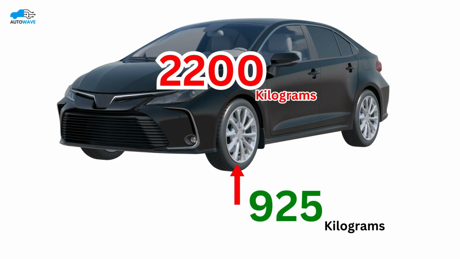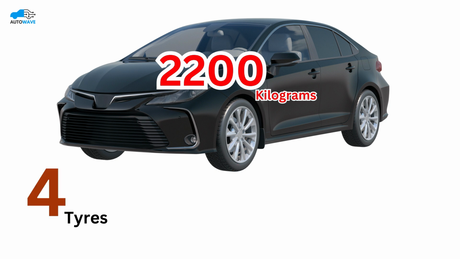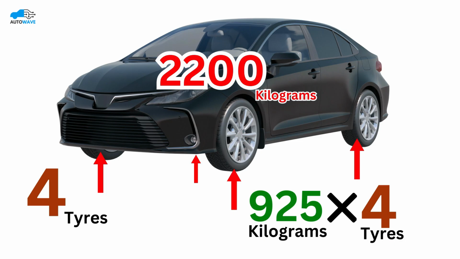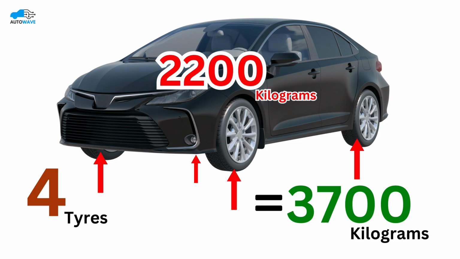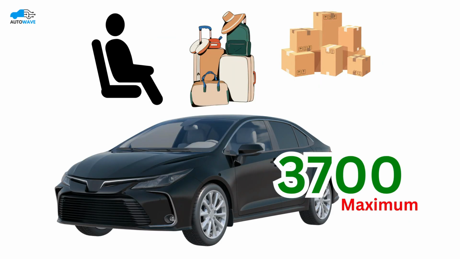This means that a tire can carry up to 925 kilograms of weight out of 2,200 kilograms. A vehicle has 4 tires, so 925 multiplied by 4 equals 3,700 kilograms. In other words, all 4 tires together can carry a maximum weight of 3,700 kilograms. This includes passengers, luggage, and any extra load on the vehicle.